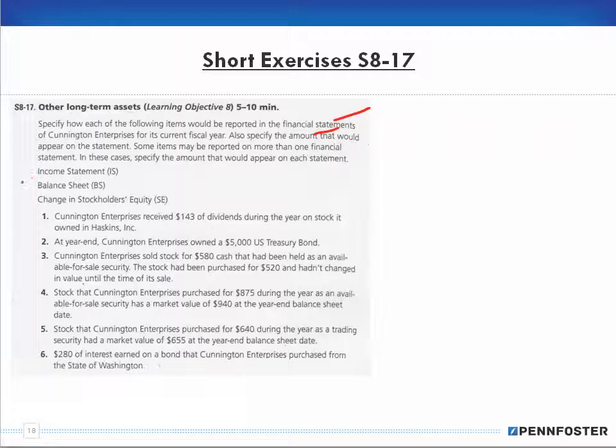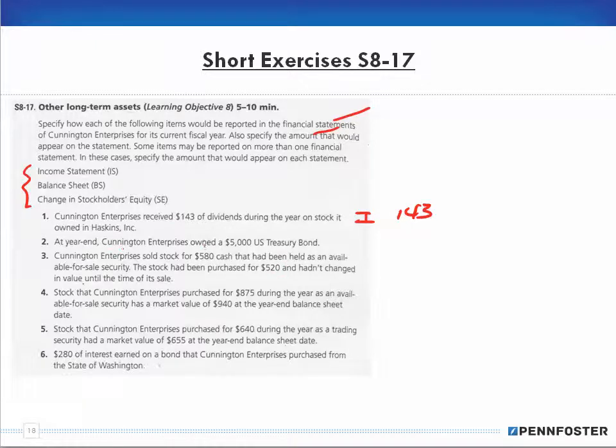So they're using income statement, balance sheet, and of course equity. All right, so I'm just going to use I, B, and S. So number one, Cunningham received $143 of dividends during the year on its stock. So if it's receiving a dividend, that's revenue. So that's going to end up on the income statement in the amount of $143.